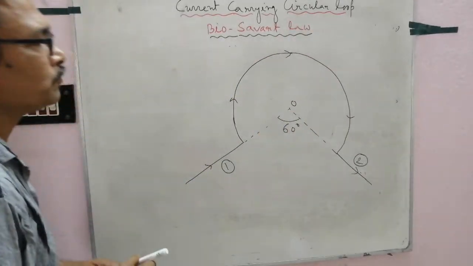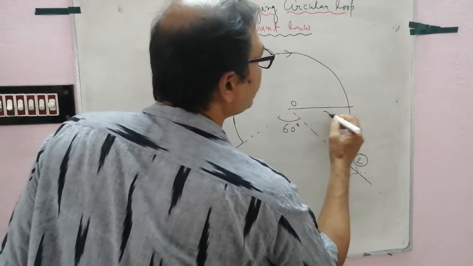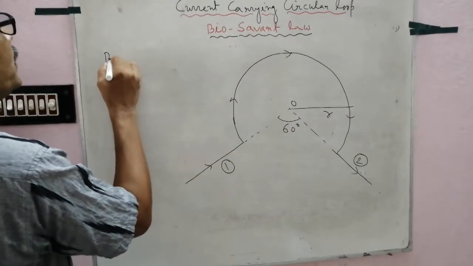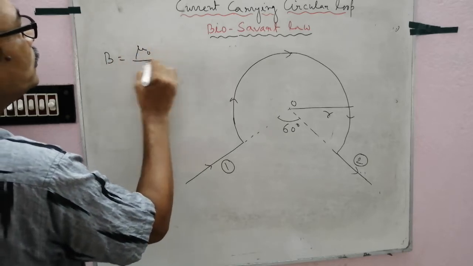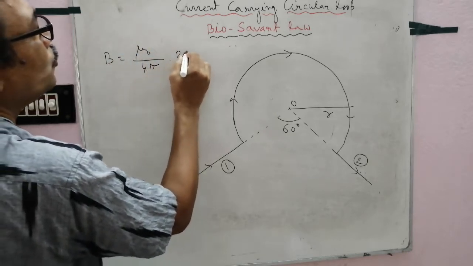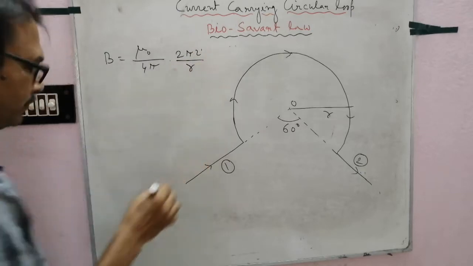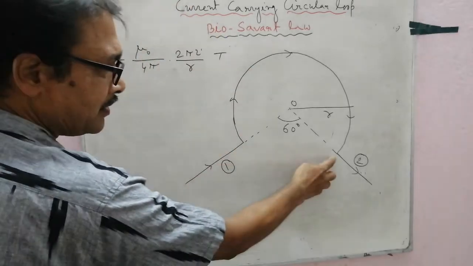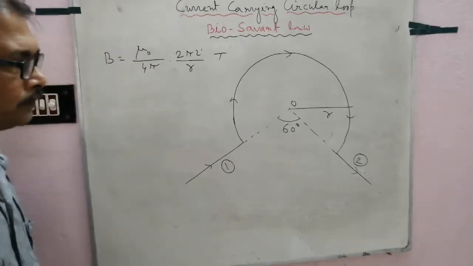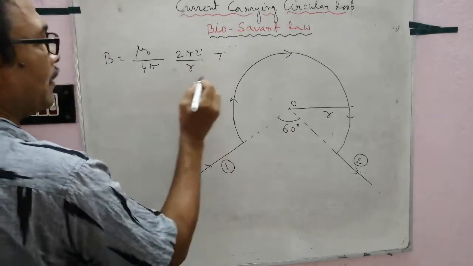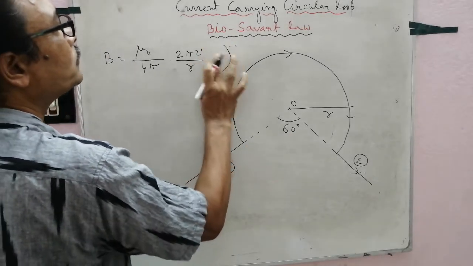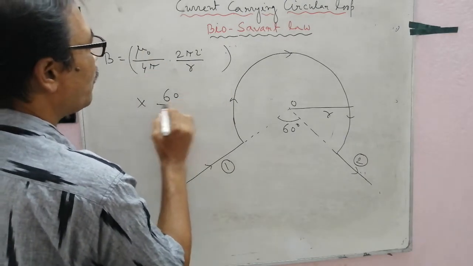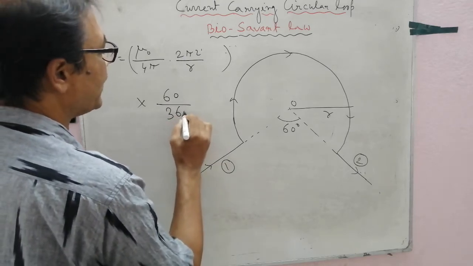For this portion, suppose this is R. If it were a completed loop, we know B equals mu0 by 4 pi 2 pi I by R Tesla for a circular loop. But here this portion is out, this is 60 degree. So the magnetic field will be multiplied by 60 by 360. Follow.